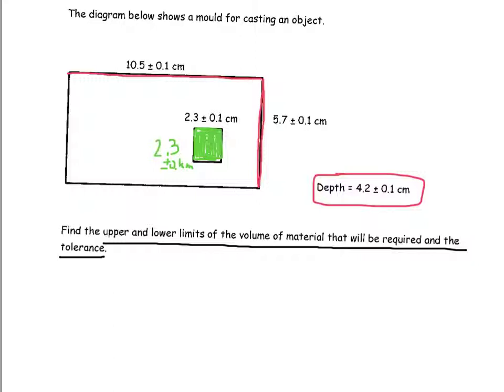Okay. Well, how much volume is there? Well, how do you calculate that? Volume is going to be length times width times height. But how do I calculate this here? What is the length, width, and height that we need? It's not 10.5, 5.7, and 4.2. That would be ideal. But we'll have a minimum volume, and we'll also have a maximum volume.